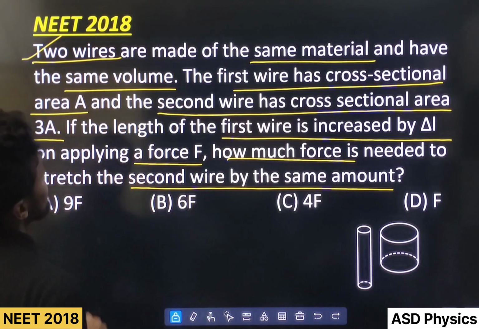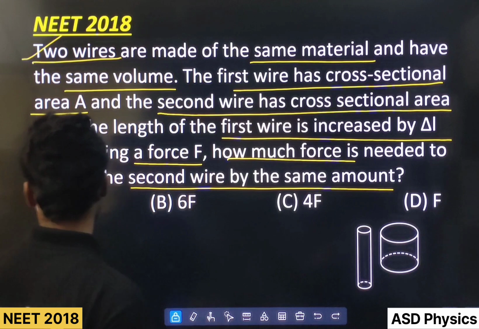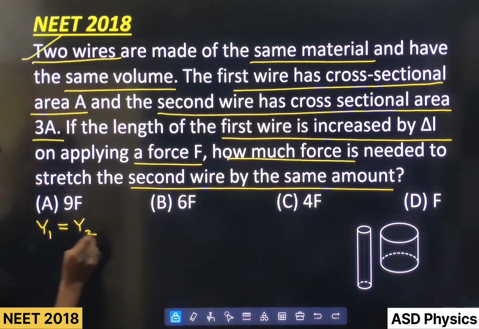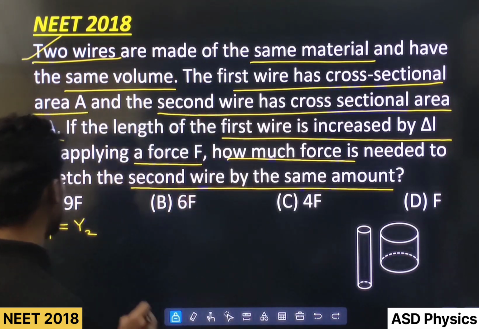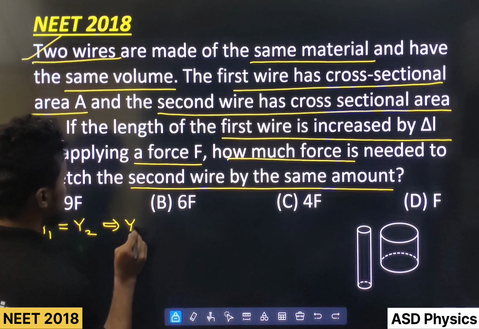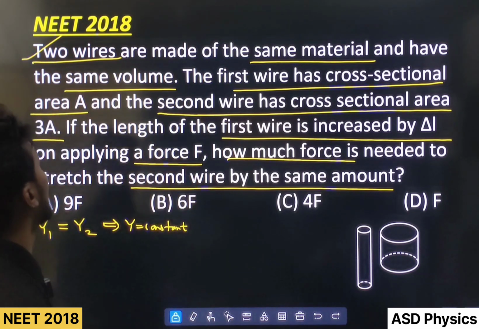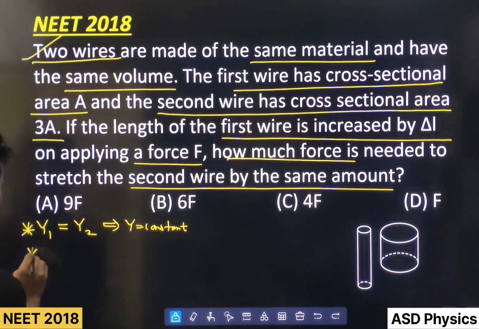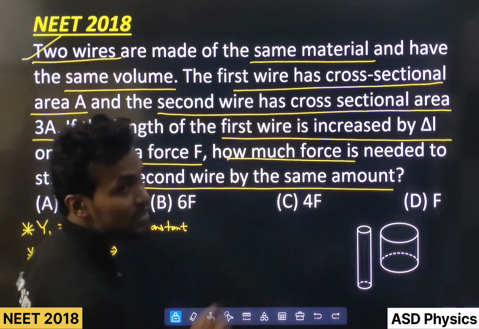First, how many wires are there? Two wires are there. Here I have drawn the two wires. Both wires are made of the same material, so their Young's modulus will be the same. That means Y1 equals Y2, or we can say Y is constant. First thing we have got. After that, the volume is also the same, that means V1 is equal to V2.